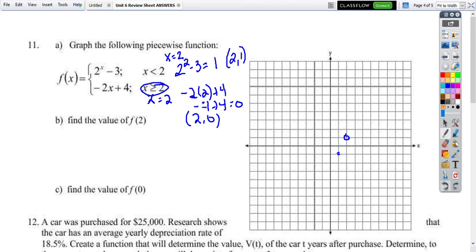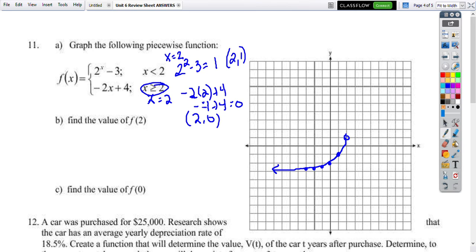And this should be a closed circle. 0 is at negative 2. Then I got negative 2.5. And then we're heading closer and closer to that negative 3 line here. Okay. So my graph is going to look like this. That's a little bit more accurate.